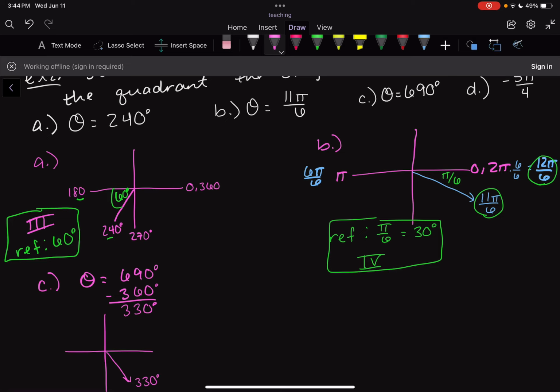And sometimes I don't draw them perfectly, that's fine. So I'm in quadrant 4. And my reference says, okay, how far is it from the x-axis? So we don't want to measure over here, right? Because that's crossing into a different quadrant. We want to measure from the closest place. So we're going to measure right here. So 330 to 360 would be 30 degrees. So my reference is 30 degrees.